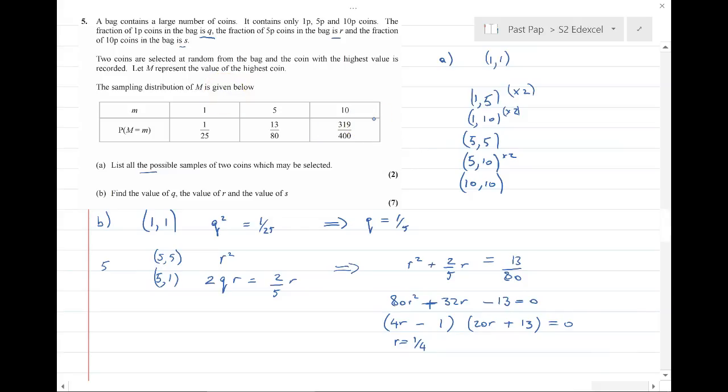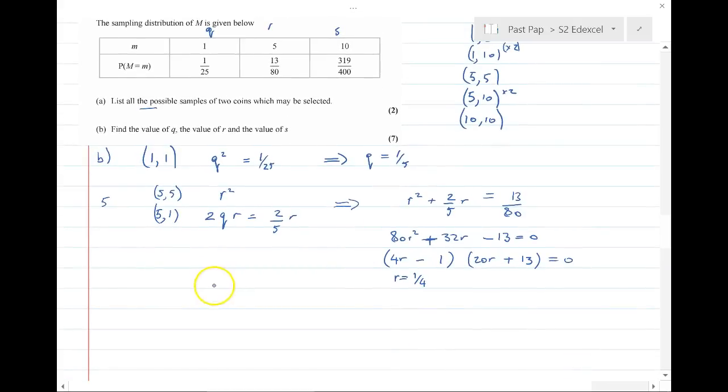Now, to get the value of these, we could do a similar process and work out a slightly more complicated equation, because there'll be combinations. We'd have to add these two combinations and this one, so there'll be 3 combinations to add. So it's probably quicker and easier to use the fact that these have got to add up to 1, because it's a probability distribution. So we can use Q plus R plus S equals 1. So Q, which is 1/5, plus R, which is 1/4, plus S is equal to 1.